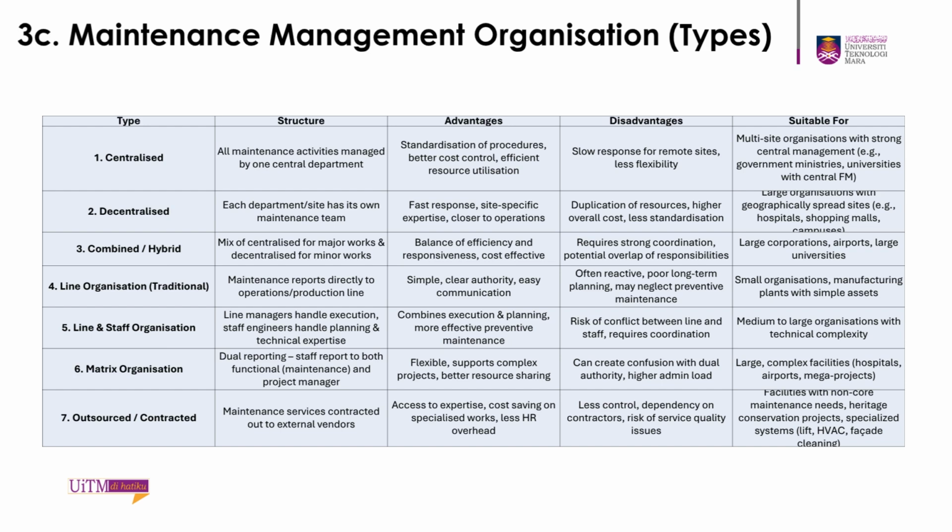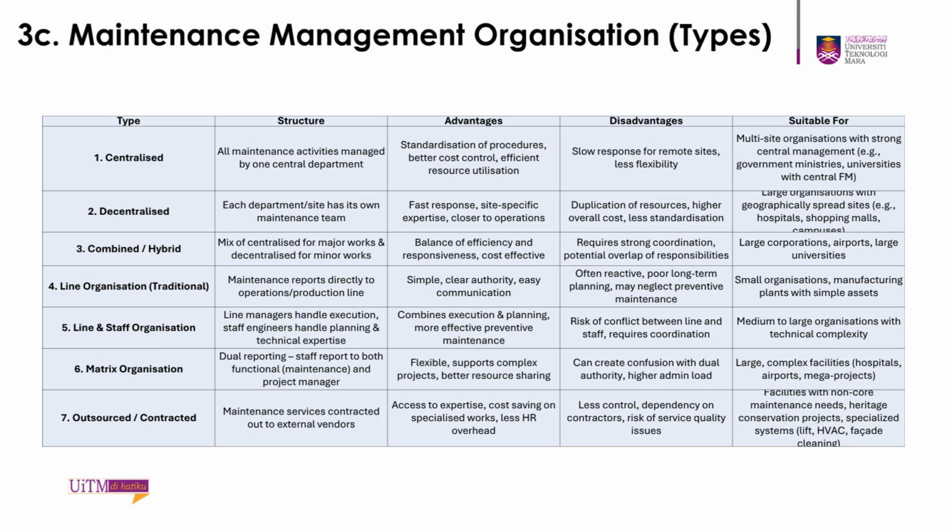4. Line organization, traditional, maintenance reports directly to operations, production line. Simple, clear authority, easy communication. Often reactive, poor long-term planning, may neglect preventive maintenance. Small organizations, manufacturing plants with simple assets.